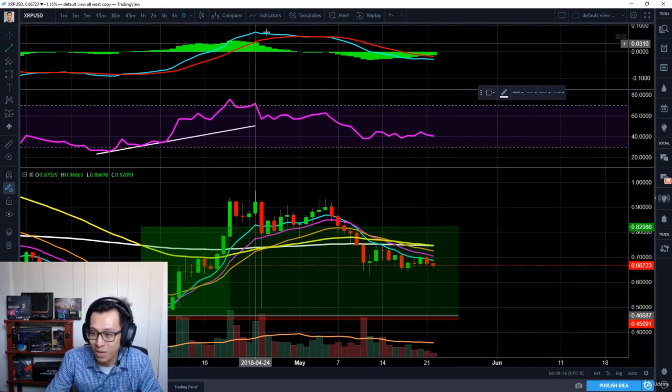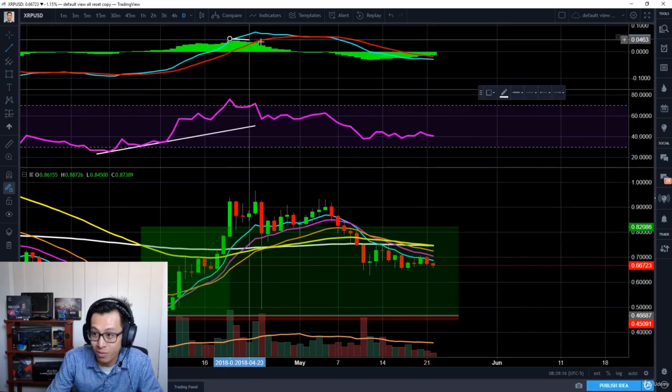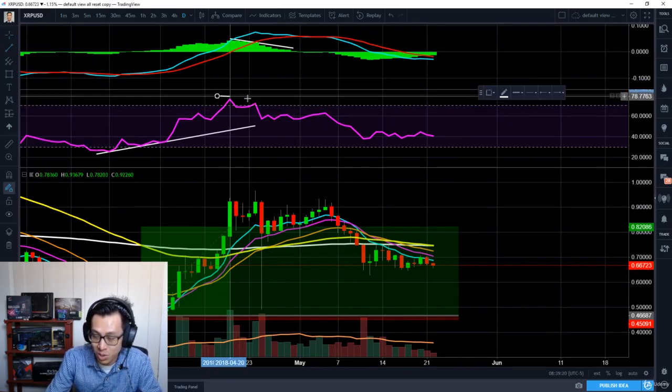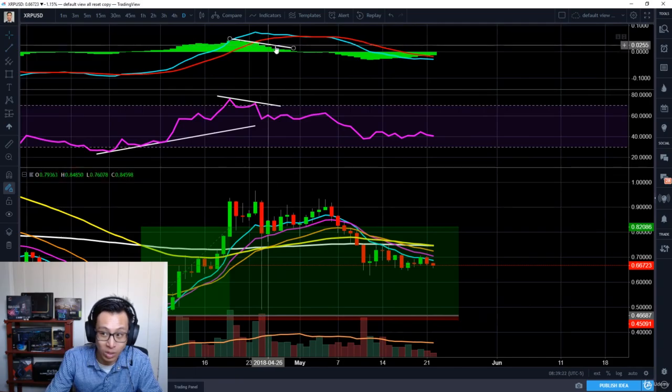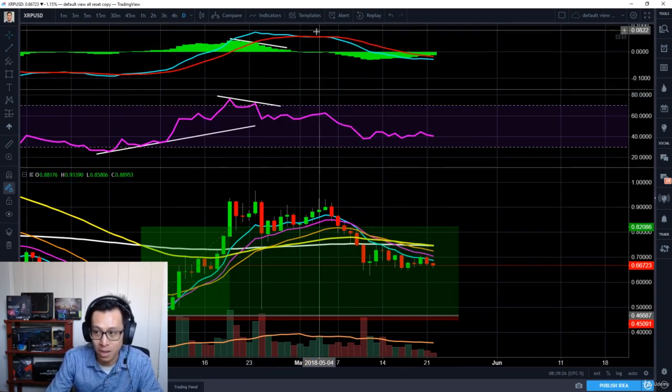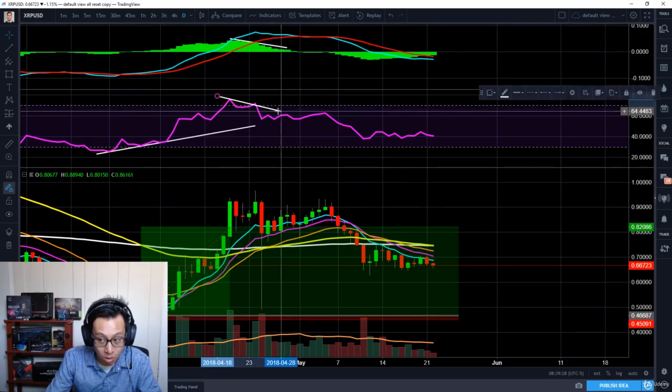Okay. I was waiting for the histogram to tick downwards on the daily, right? Super easy. Histogram tick on the daily and also the bearish divergence, right? We're getting lower highs on the histogram. We're anticipating the MACD crossover as well, right?